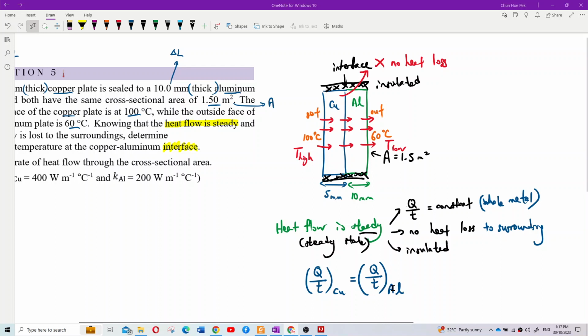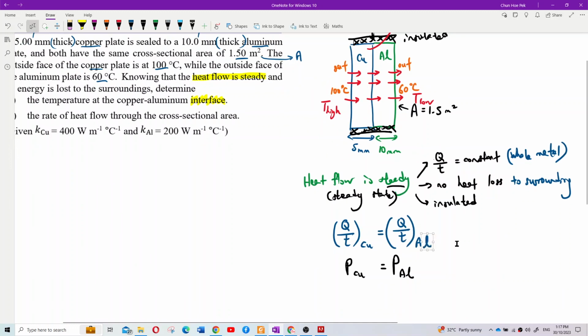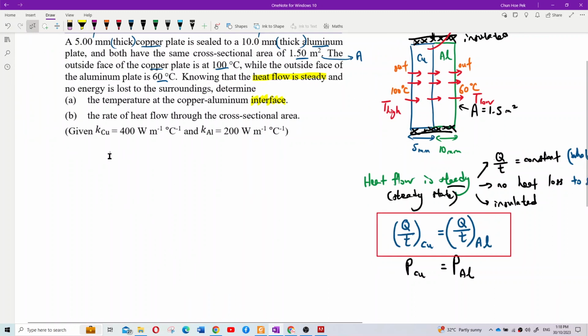The rate of heat flow at aluminium. Understand? Or we can say the power at copper is equal to the power at the aluminium. So we are going to use this formula to do these questions. Understand? Rate of heat flow. So okay, let's copy this and we will do over here.